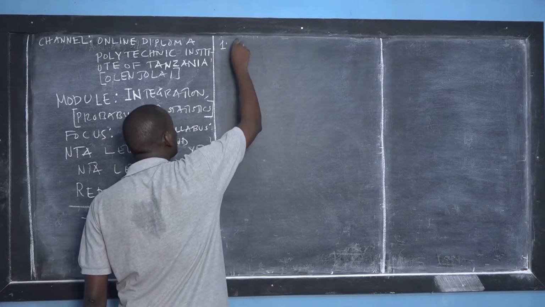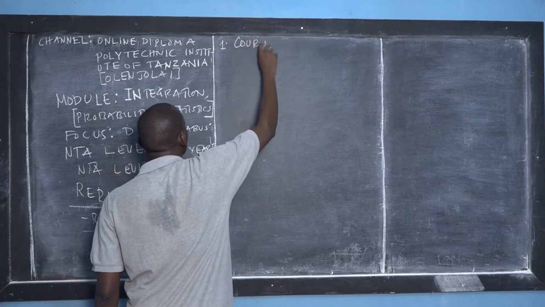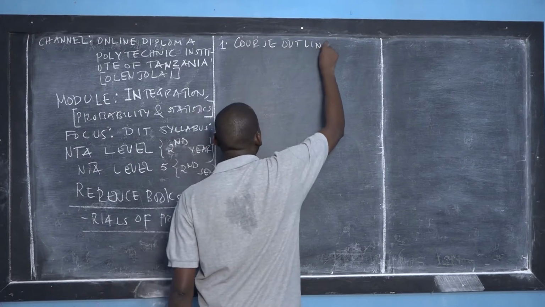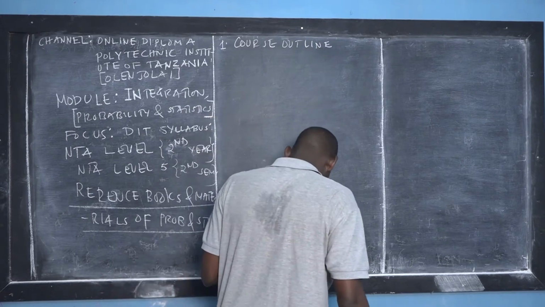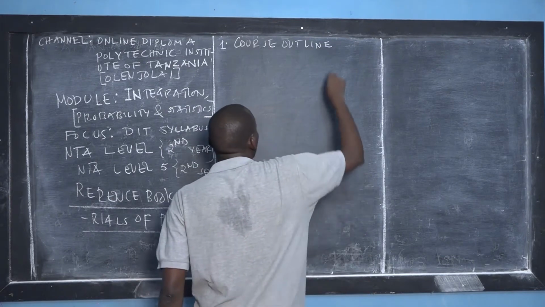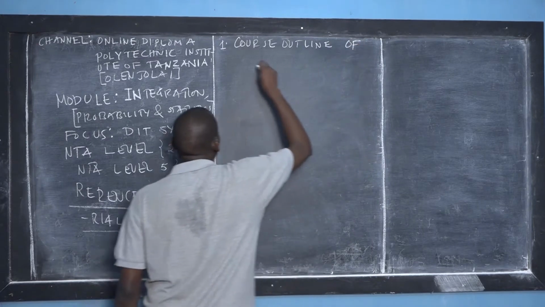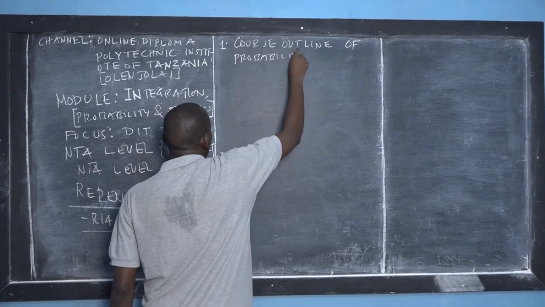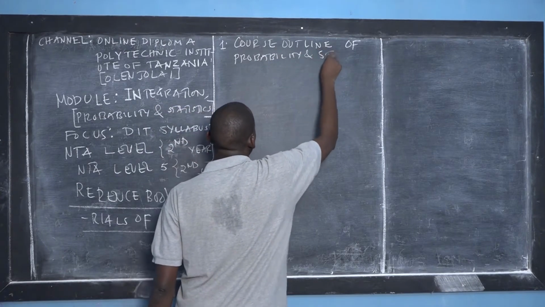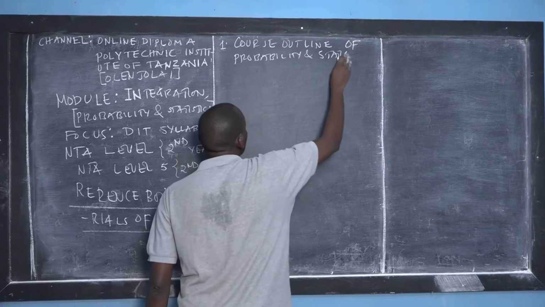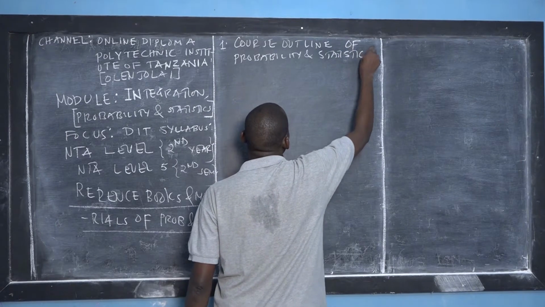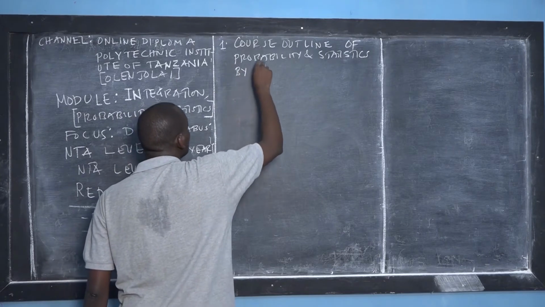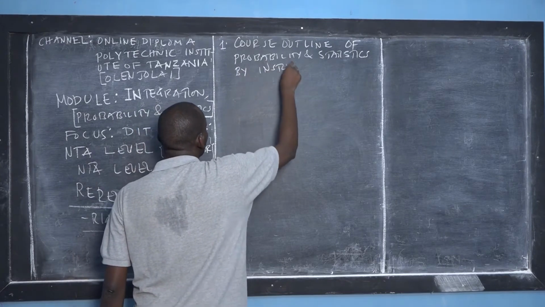The first reference is the course outline, which shows what you have to cover of probability and statistics. This is relevant material on statistics offered by your institution.